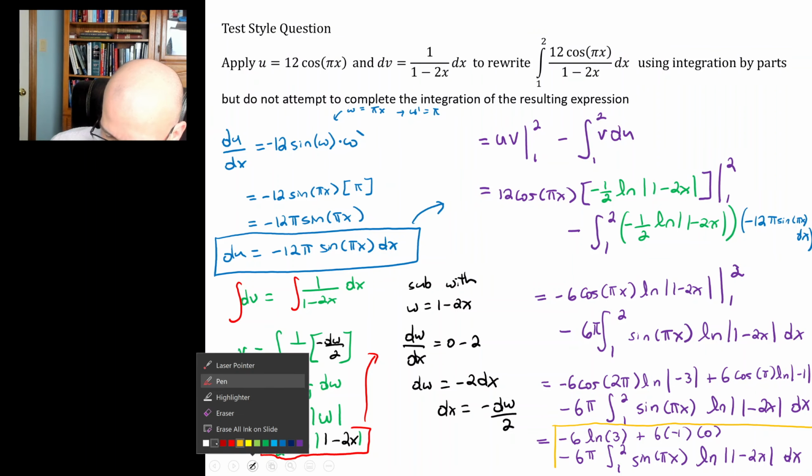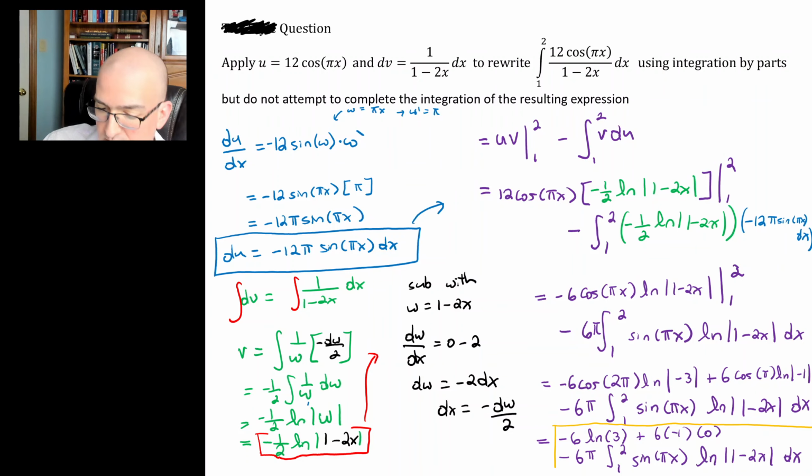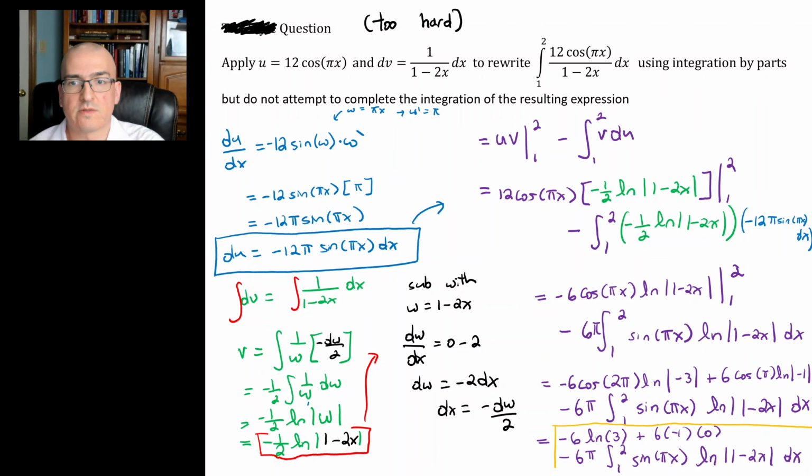I have one more correction to make. This ain't test style, this is too hard. This is too much to put as a test question or an exam question. It's the stuff of nightmares, actually. My intention was not to make something this brutal.